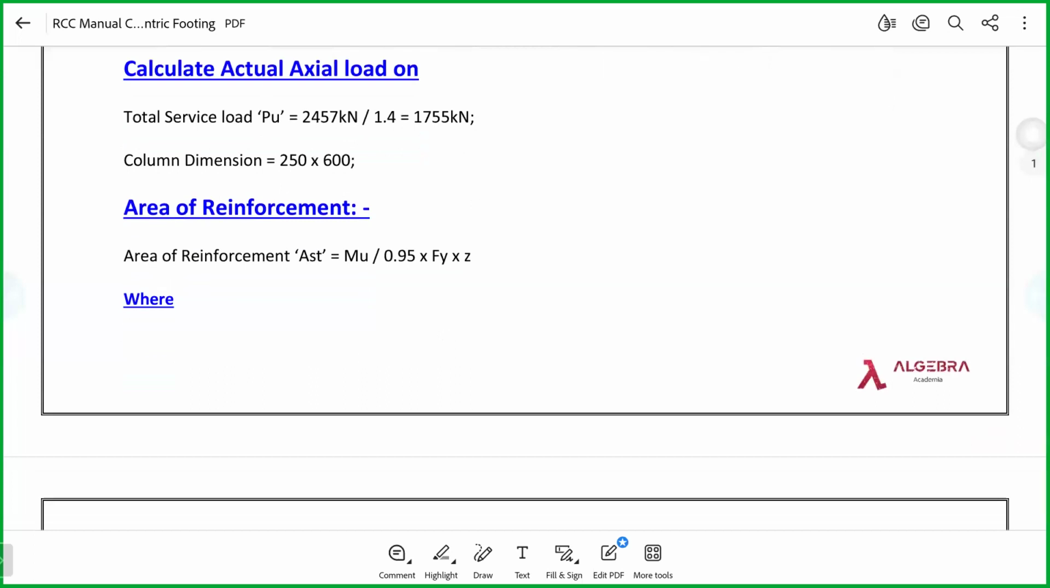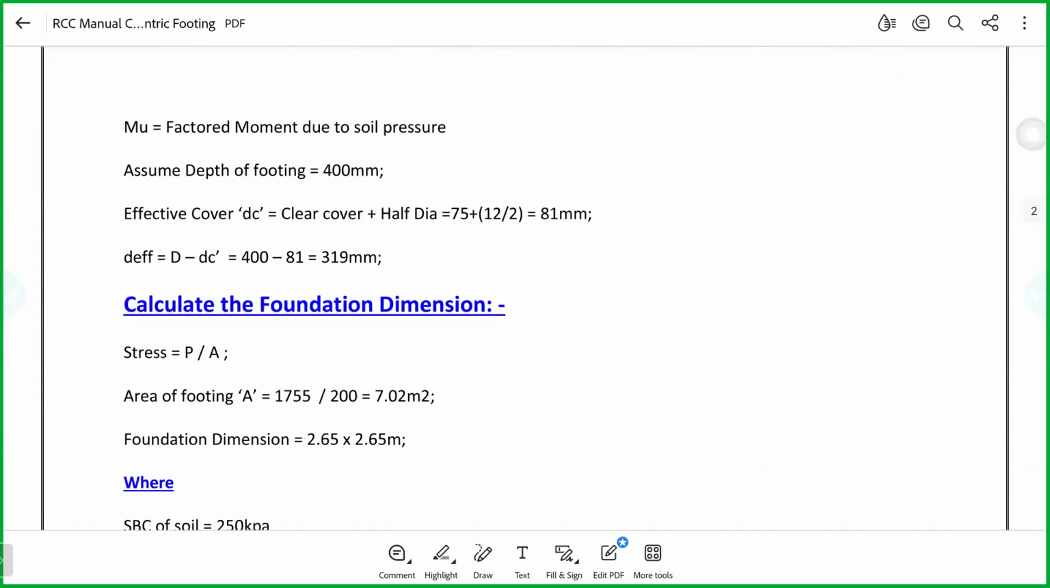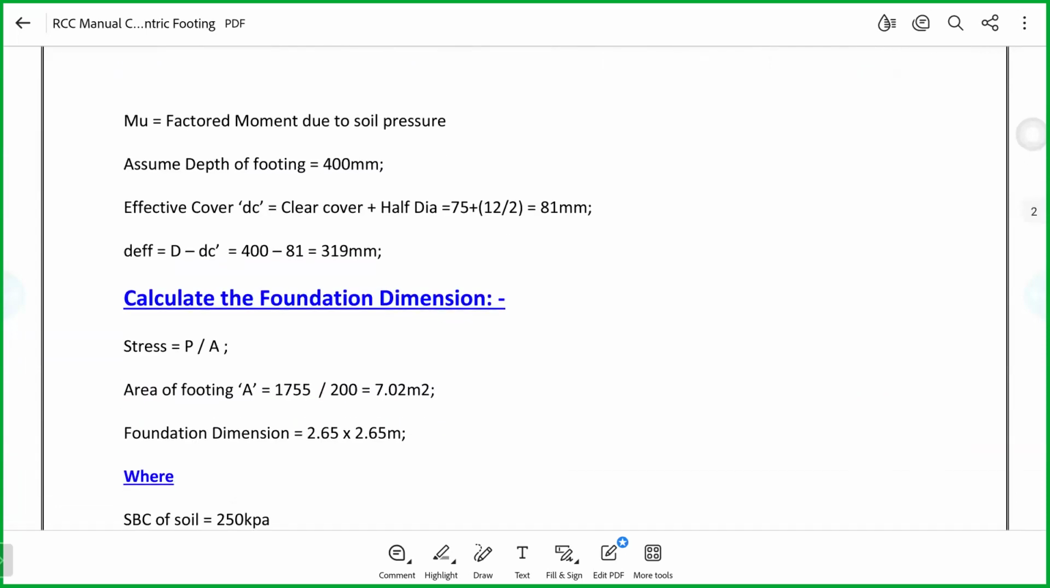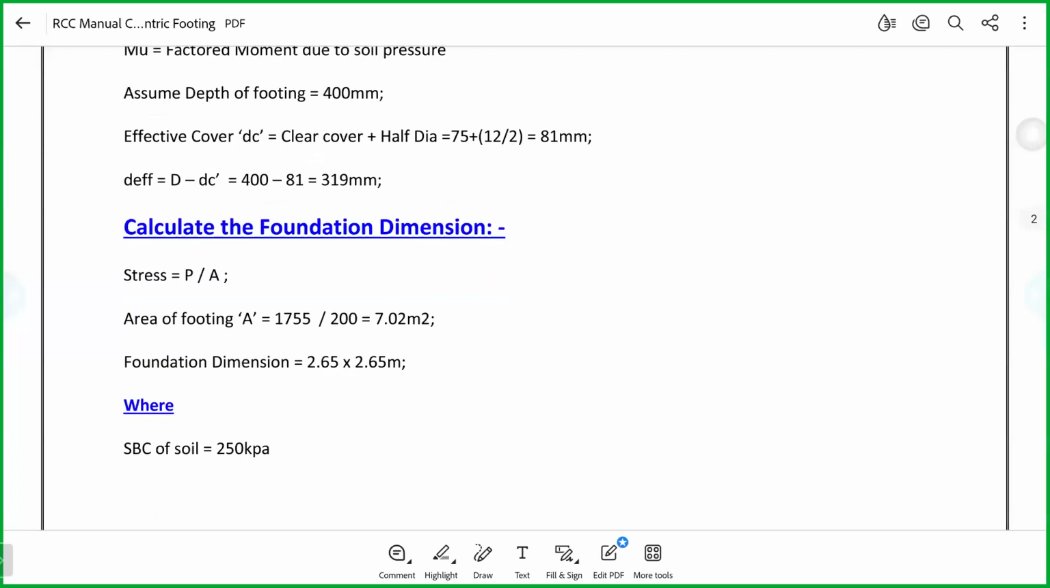Okay, and the column dimension 250 by 600. Area of the reinforcement, same equation. Then going here, calculating the effective depth. What is the clear cover? 75 millimeter, for foundation. And what is the minimum rebar? 12 divided by 2. Effective cover is what? 81 millimeters. And assuming the depth of the foundation is 400, assuming 40 centimeters. I don't know whether it is right or not, but I need to do a couple of checks to ensure whether the depth of foundation is safe. I need to prove it. You get my point. And 400 minus 81, this is the effective depth.